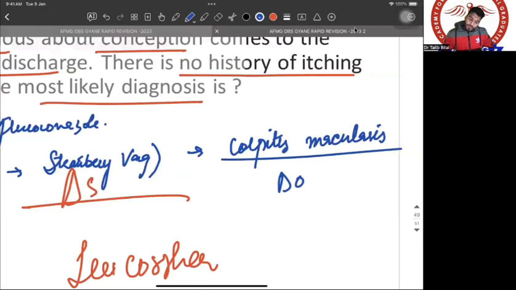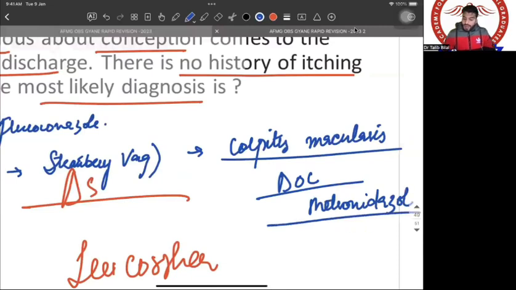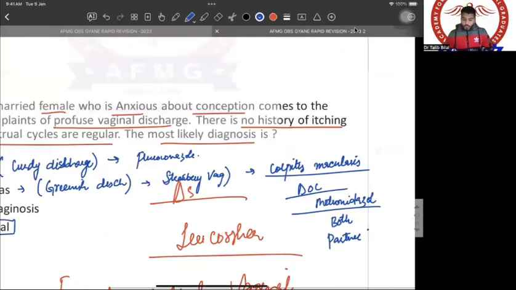The drug of choice for that condition will be metronidazole. Trichomoniasis mein kya denge, guys? Metronidazole. And both partners are treated.